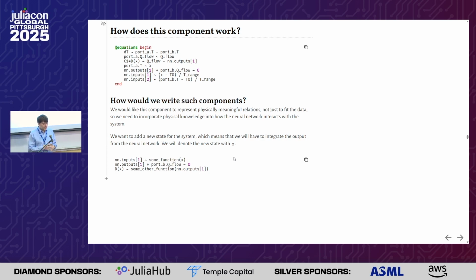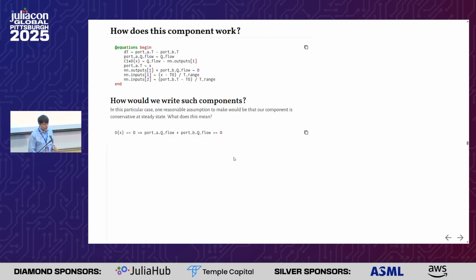So the important thing is that when we are working at this level, at the block diagram level, we want our neural network to represent physically meaningful relations. So we need to actually make sense from a physics standpoint when we are building this component. And what do we know from physics about this thermal system?